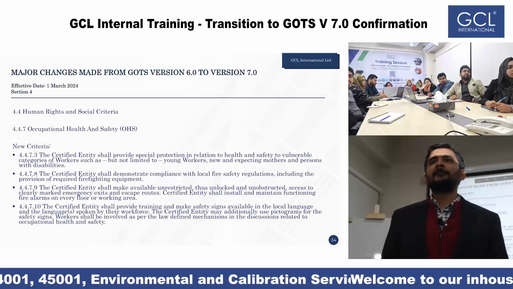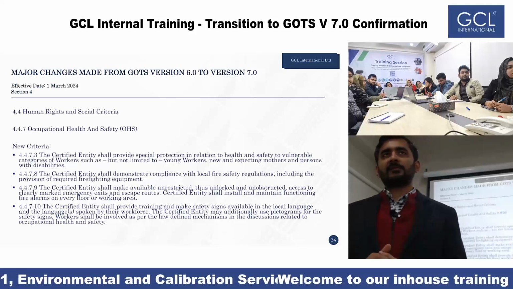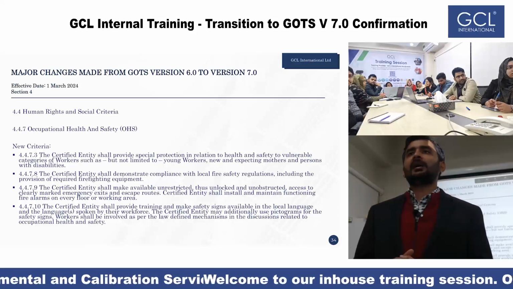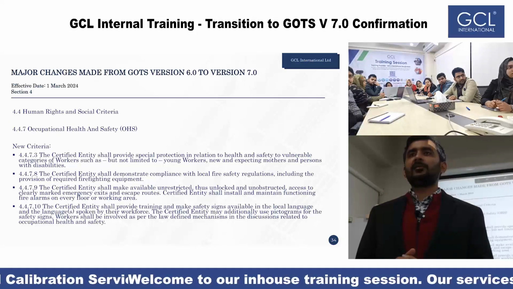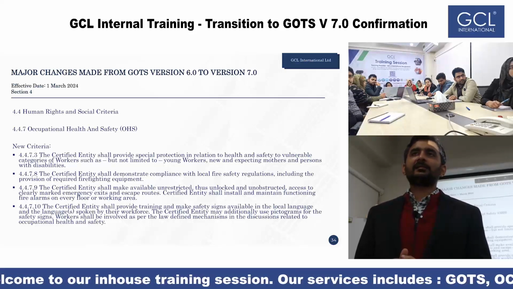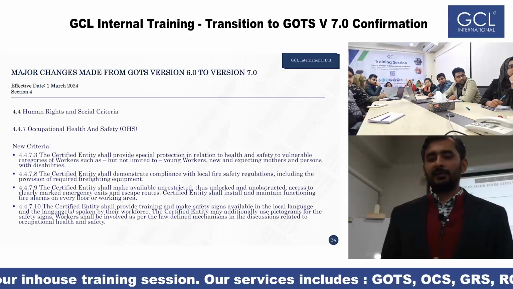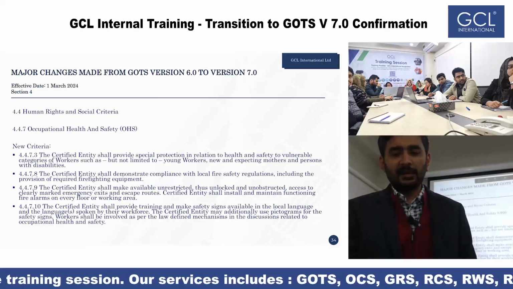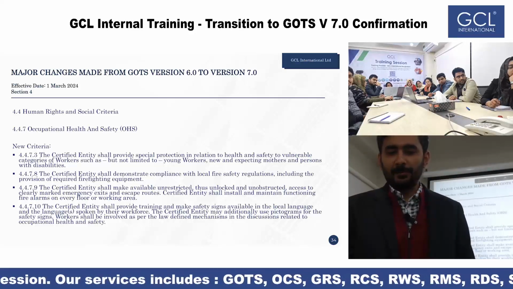So first, if there is any hazardous situation or hazardous area, that shall be identified with a hazard sign in a language that is understandable by the worker, and the worker who is working in those areas shall be trained on those hazard signs. So this is the new criteria that GOTS has added in 7.0.